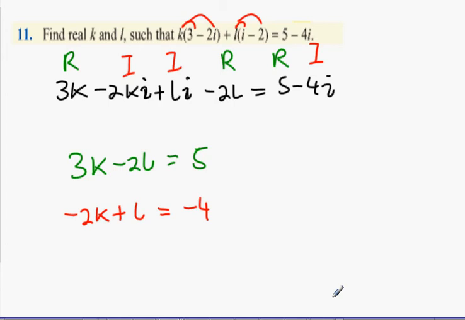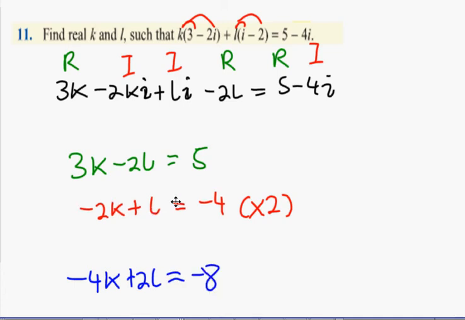Alright. So what happens is the real numbers equal the real numbers, which is the green equation, and the imaginary equal the imaginary, which is the red equation. We need to solve this. You pick a letter to get rid of. I'm going to pick l to get rid of, because I can multiply the bottom one by 2. When I multiply the bottom one by 2, it becomes minus 4k plus 2l equals minus 8.